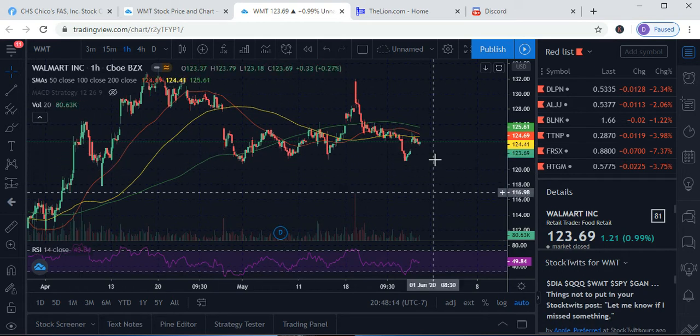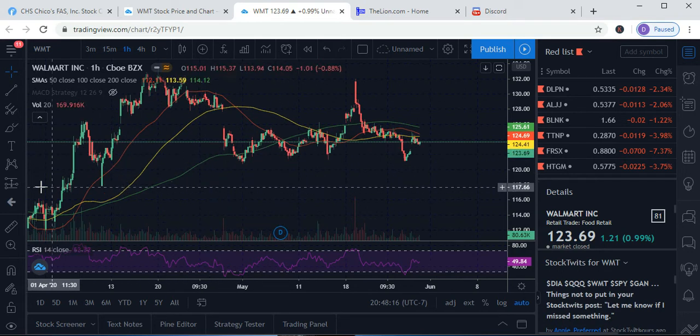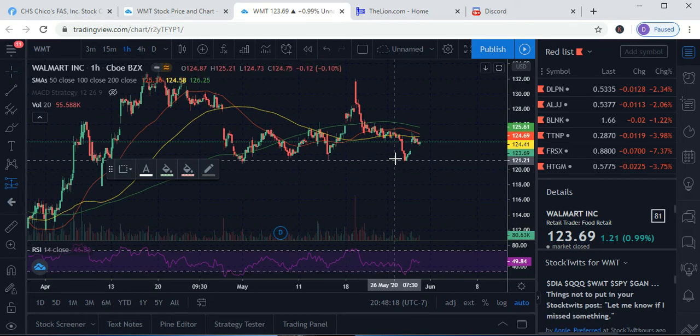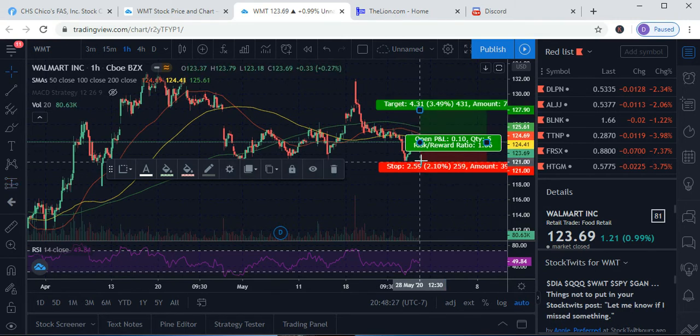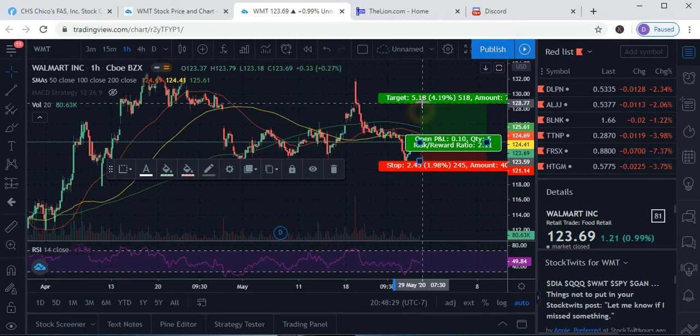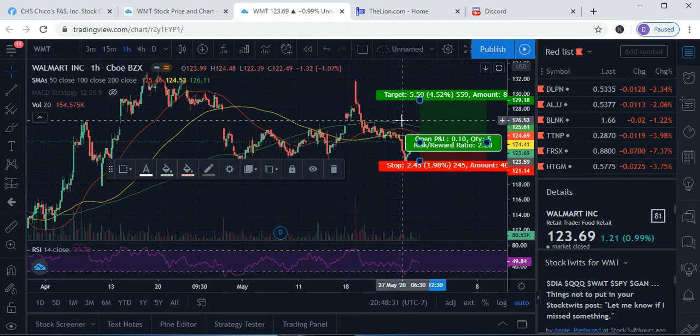One of my favorite features of these indicators that's not really commonly talked about is this short-long position tool right here. This allows you to set an entry point, set a stop loss, and set a price target.